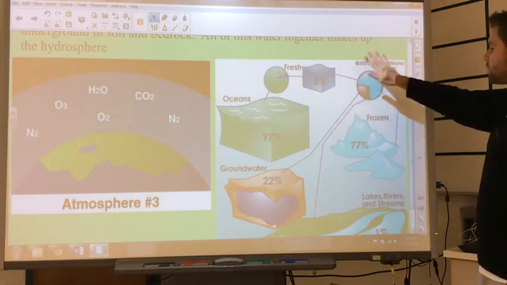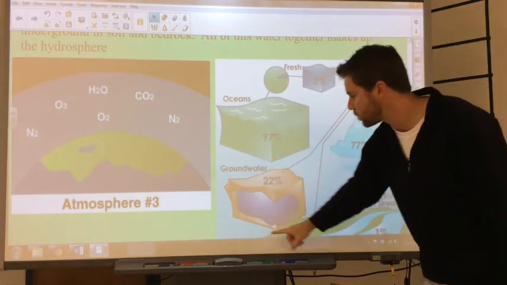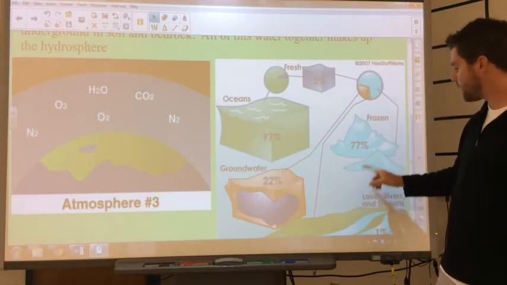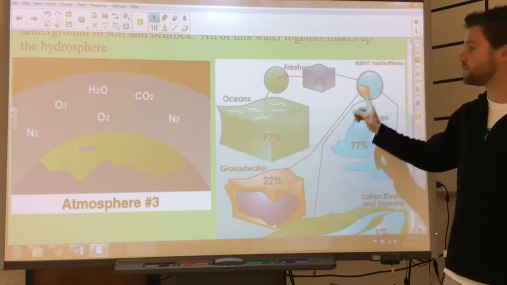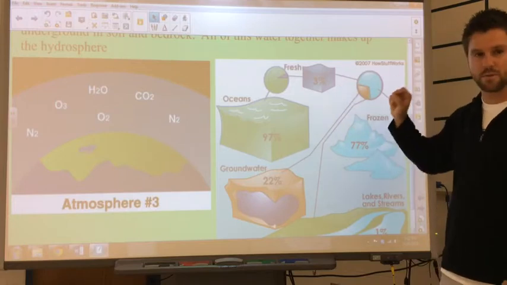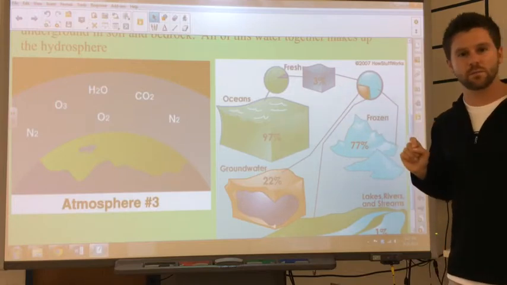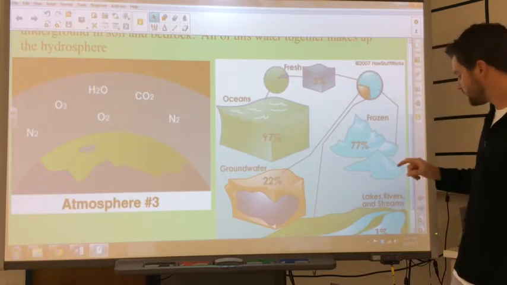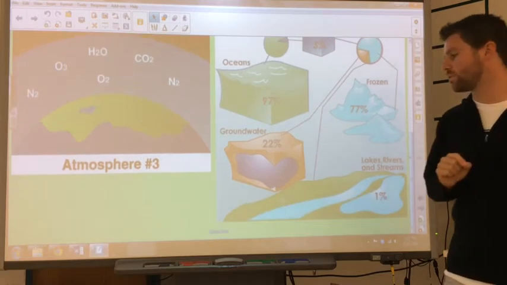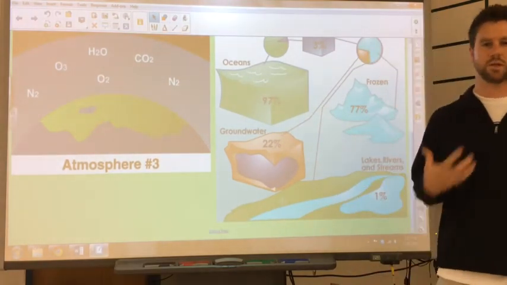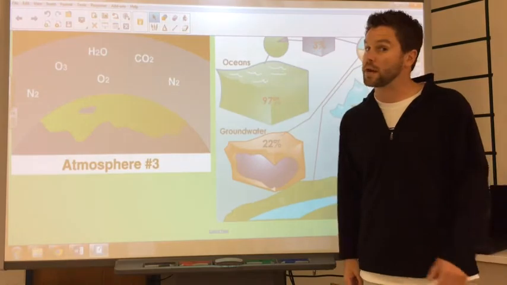Now if we break down the fresh water, we've got 22% found in the ground, right? 77% of this 3% is frozen in the polar ice caps and glaciers. Okay, and then less than 1% is found in streams, rivers, lakes, all of those things. Pretty crazy.